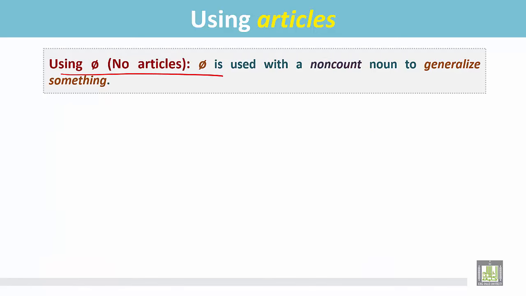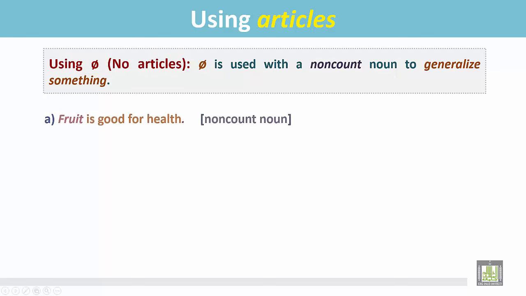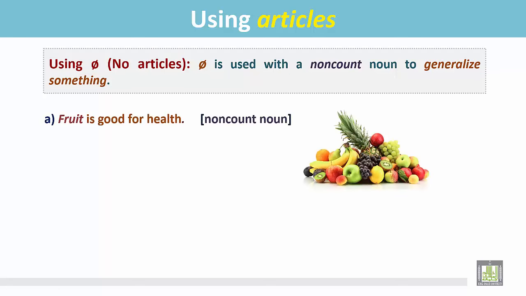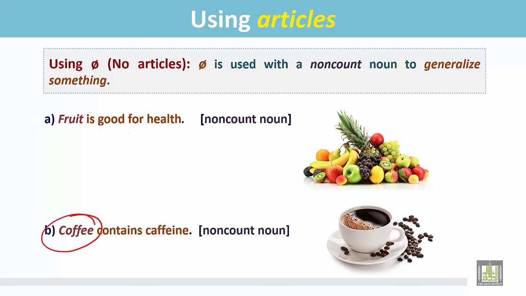No articles are used with a non-count noun to generalize something. Fruit is good for health. Fruit is a non-count noun and no articles are used before fruit to generalize that fruit is good for health. Coffee contains caffeine. Coffee is a non-count noun and no articles are used before coffee to generalize that coffee contains caffeine.